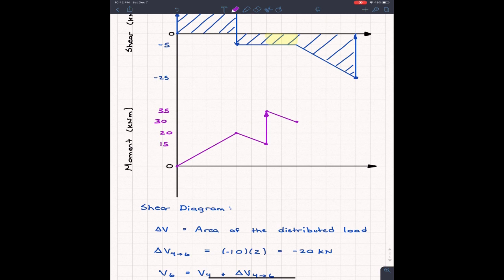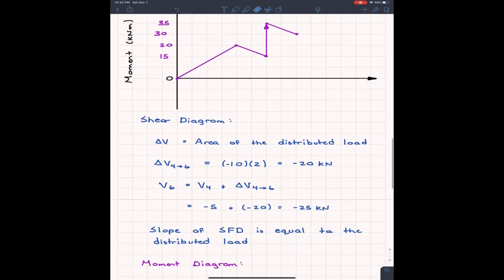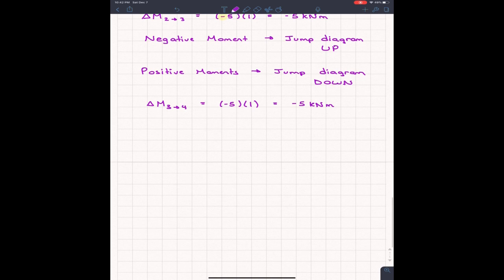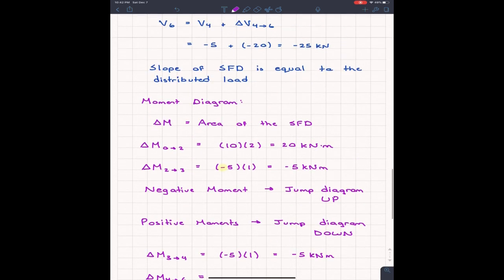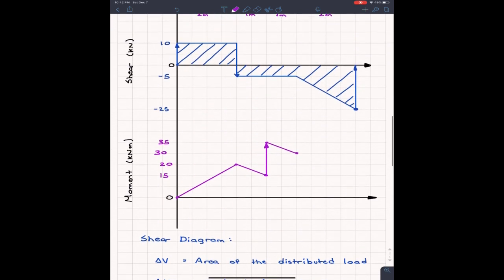So now we go to the last part of our beam, and that is the change in moment between x equals 4 and x equals 6. So this is the last one that we want, our change in moment from 4 to 6. And remember, this is still all the same. It's just going to be the area under the shear force diagram. So we're going to be looking at this area right here. It gets a little bit different because it has a triangular load as well as a rectangular load.